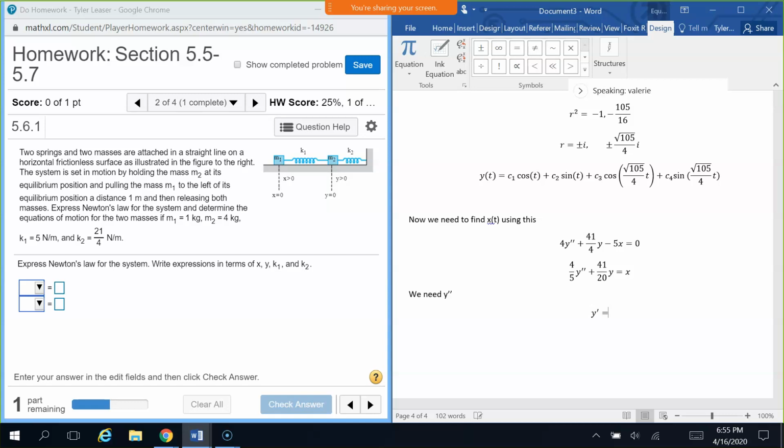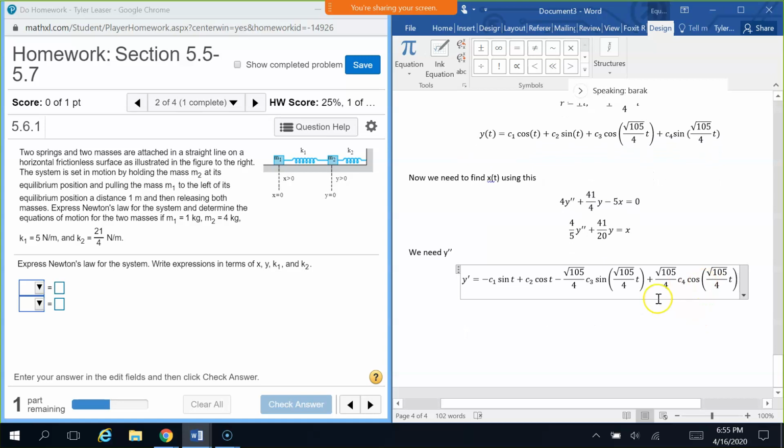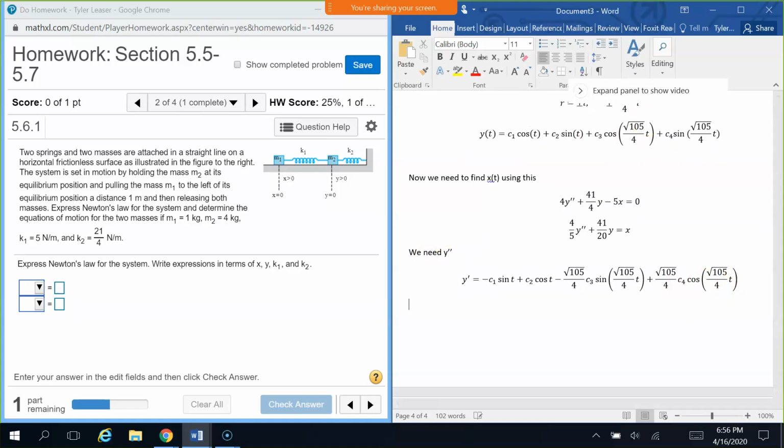So let's do that. The first derivative is going to be negative c1 sine of t plus c2 cosine t minus that square root thing, c3 sine of the square root thing, and then plus the square root thing, c4 cosine of the square root thing, t. All right, so that's just the first derivative of y. Now the second derivative.